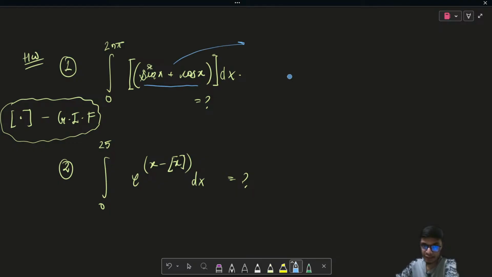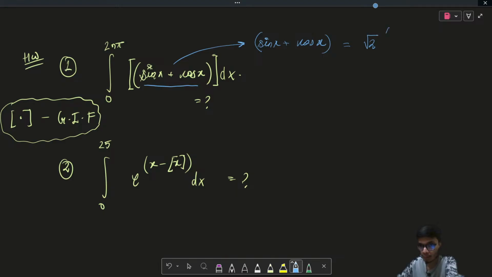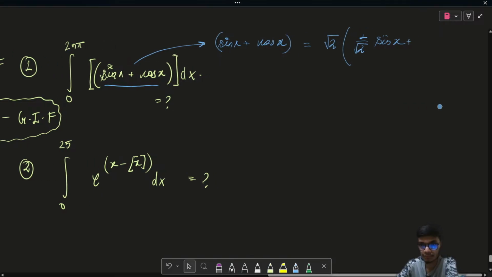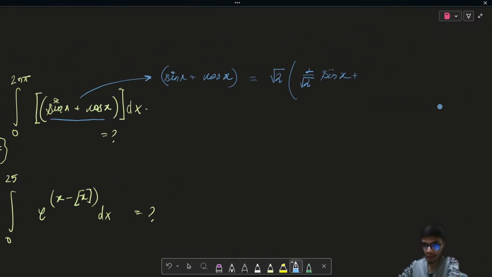First of all, let us analyze the function given inside, that is sin x plus cos x. What I can do is simplify it. Let's say I take root 2 as common, then it will be 1 upon root 2 sin x plus 1 upon root 2 cos x, right? Now how did I get this idea?